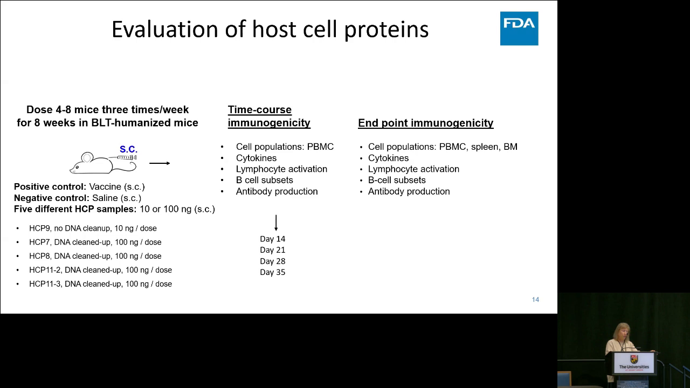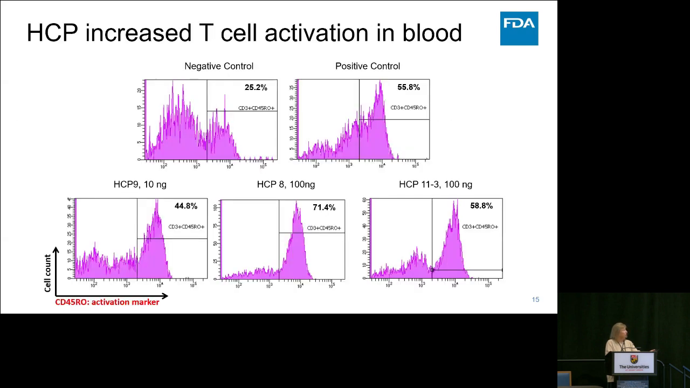I'm only going to show a few today due to time. And there we go. So the first thing I want to show is we use CD45RO as an activation marker in blood, and these are just looking at the histograms. These are representative histograms from the mice.